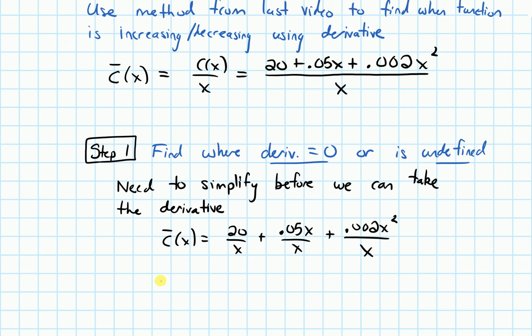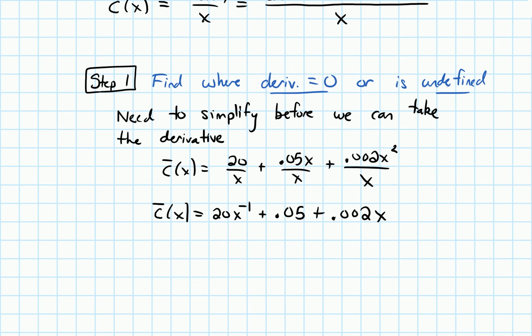All right, so now let's continue to simplify. If I want to take the derivative of something like 20 over x, it's helpful to rewrite it as 20 and then bring the x up to the top as x to the negative 1. With the next term, the x's cancel and I get 0.05. With the next term, I can also cancel an x and be left with 0.002x. All right, so that's my average cost function. At this point, it's simplified enough to where we can take the derivative.